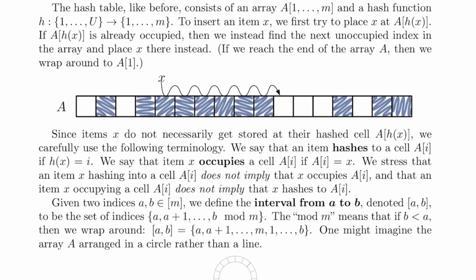Since items X do not necessarily get stored at their hash cell A[h(X)], we carefully use the following terminology. We say that an item X hashes to a cell A[i] if h(X) is equal to i. We say that item X occupies a cell A[i] if A[i] is equal to X. We stress that an item X hashing into a cell A[i] does not imply that X occupies A[i], and that an item X occupying a cell A[i] does not imply that X hashes to A[i].